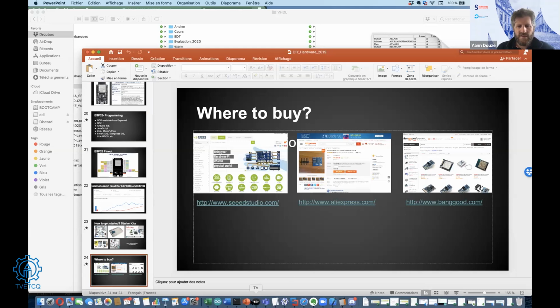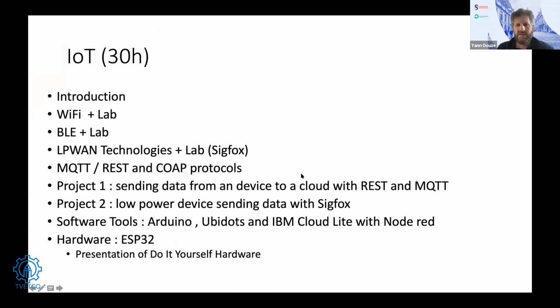So that was a little bit of focus on this side. The difference with the Raspberry Pi is that it's cheaper, it consumes less energy, and it's easier to program. You don't have a Linux system. You can use the Arduino IDE, and that is the difference with the Raspberry Pi.